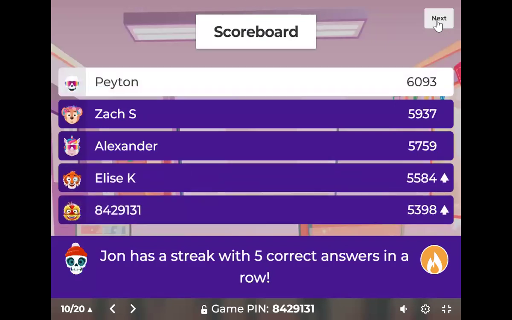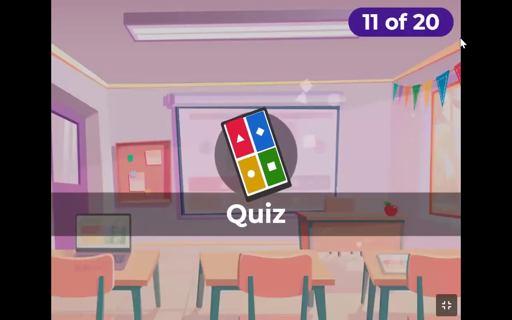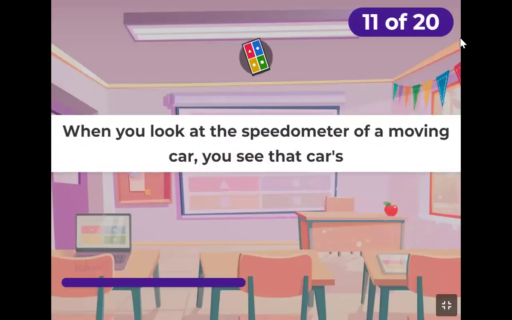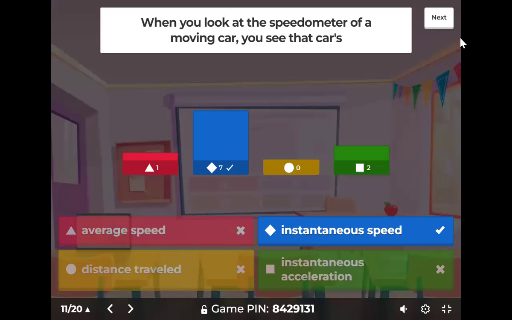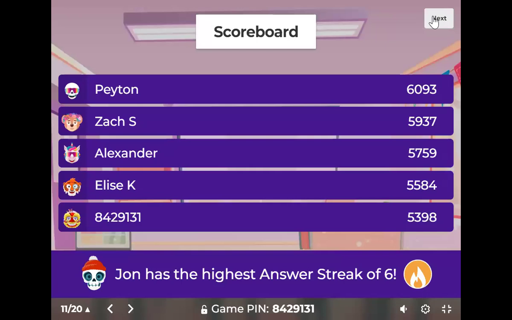We got the pen number, Elise, Alexander, Zach, Peyton. When you look at the speedometer of a moving car, you see that cars. Yeah, instantaneous speed tells you how fast you're moving at that instant. Okay. Right, so if it says 30 miles an hour, you're going 30 miles an hour that instant. Yeah, again, we hardly ever talk about average speed in this class, which would be like total distance over total time. But yeah, at instances.